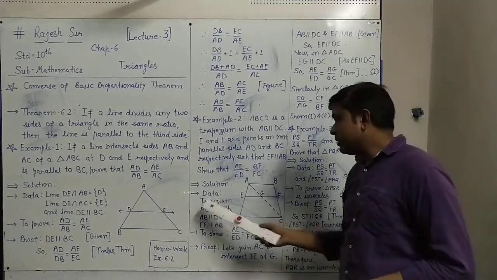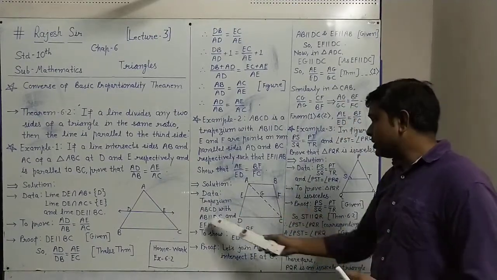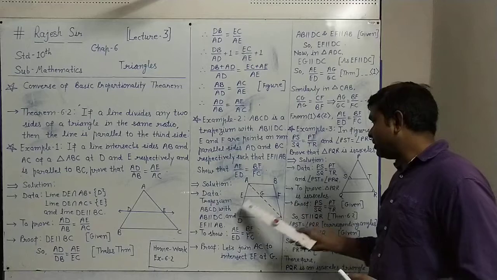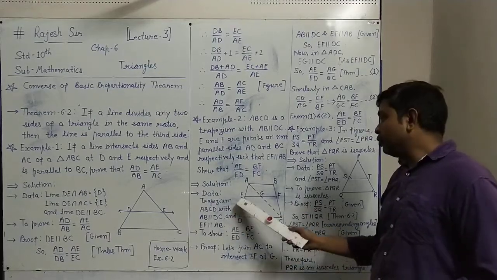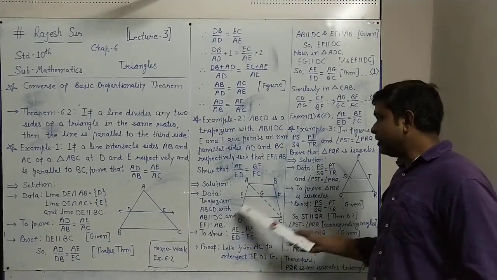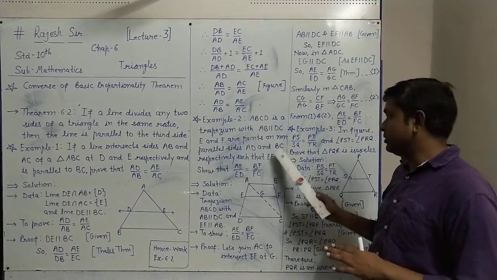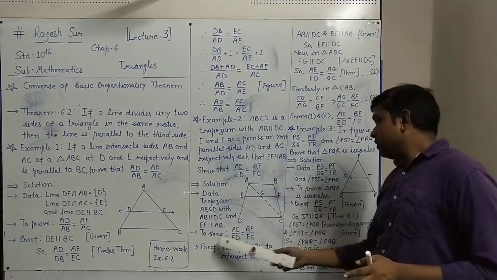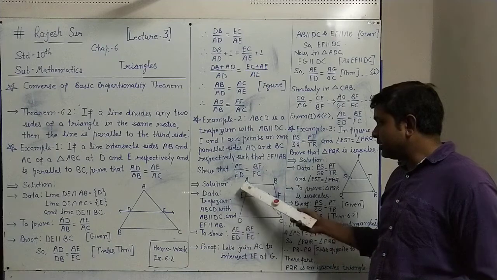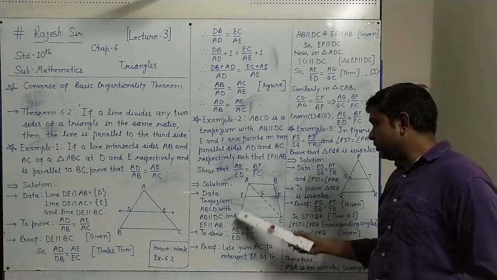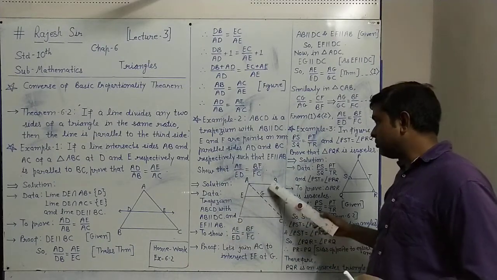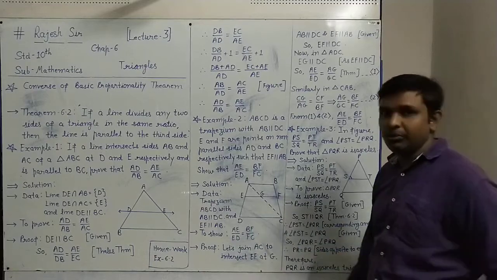This we want to show. So in the solution, again the data we will write here: the trapezium ABCD is given with AB parallel DC given, and more, EF is also parallel to AB. It is also in the given statement. Now to show, we want to prove AE upon ED equals BF upon FC. This we want to show.